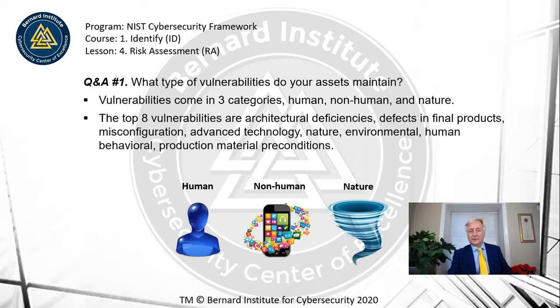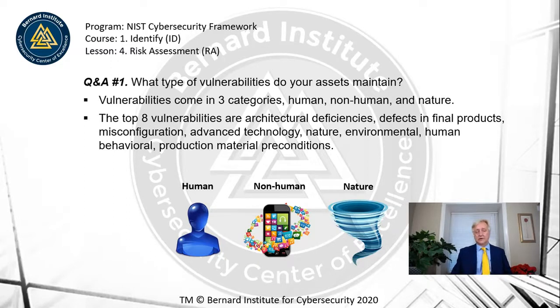The top 8 vulnerabilities are architectural deficiencies, defects in final products, misconfiguration, advanced technology, nature, environmental, human behavior, and production material preconditions. So I think these speak for themselves. I can give you a quick explanation. So architectural design can be deficient depending on how it's been built, who's built it. Defects in final products. So maybe we've created a brand new laptop, but there's a deficiency in the chip that we load on that laptop, and because of that, it's vulnerable to interception.